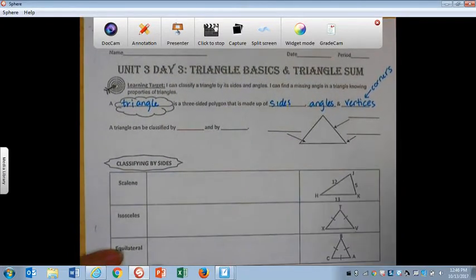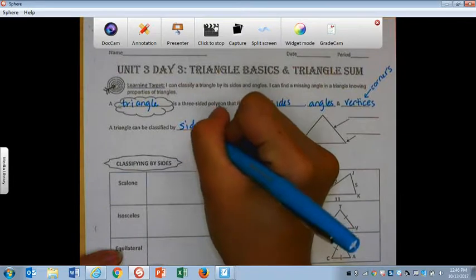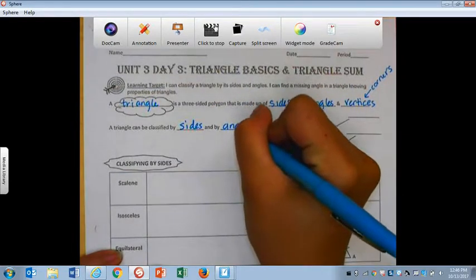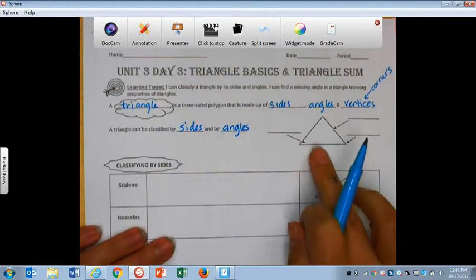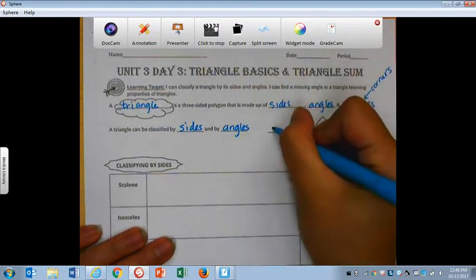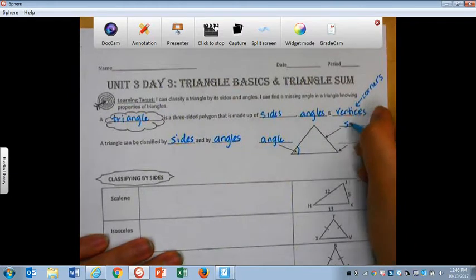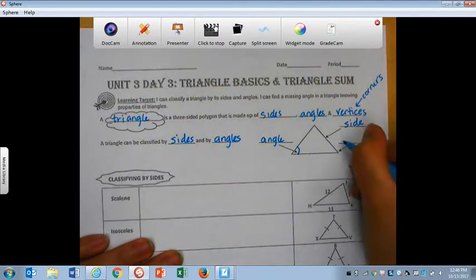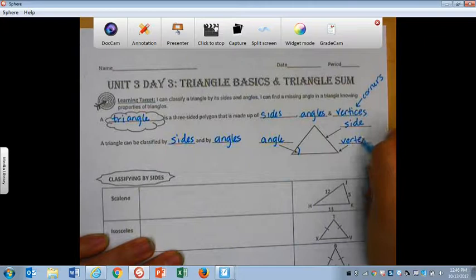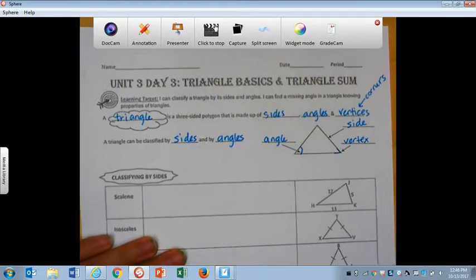It can be classified by sides and by angles. All right, so looking at a triangle, here's one angle, talking about inside here, there's a side, and here is a vertex, which is a corner. Like right here, that's a vertex.